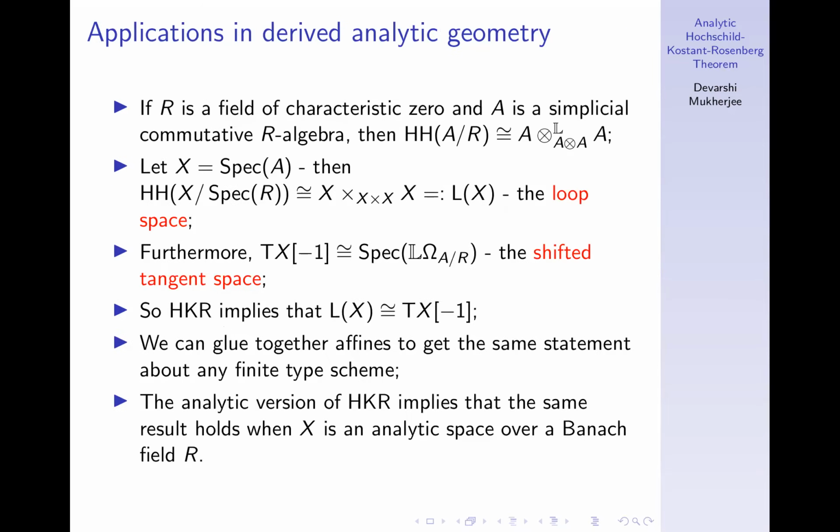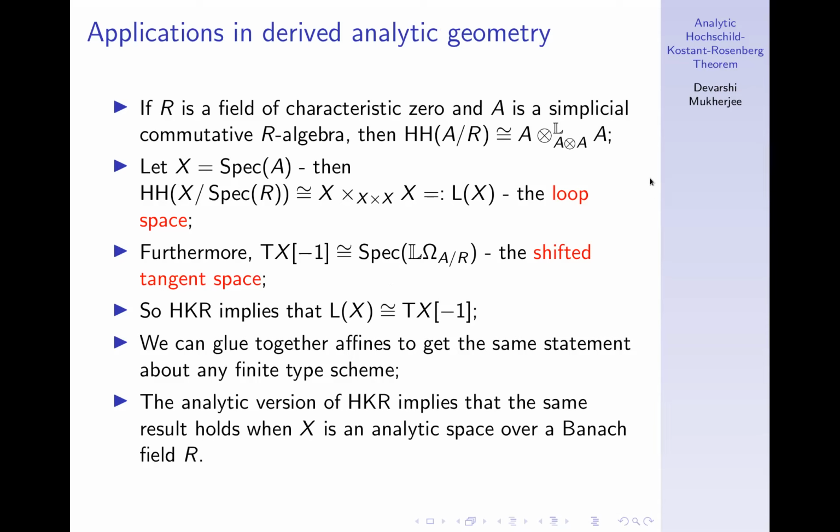Now, let's see what this means geometrically, even in the algebraic context. There was this formula that I had written down right at the start, that this HH is given by this derived tensor product. If you plug in geometric things, such as letting X be the spec of some commutative ring, then you recover this formula. You get the fiber product over X times X of X.